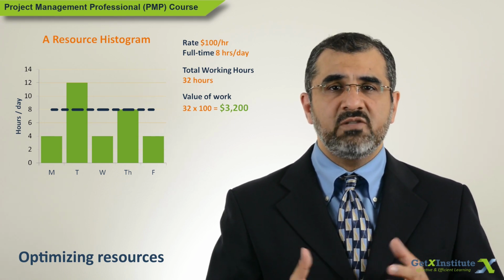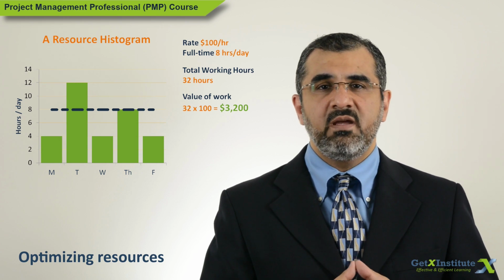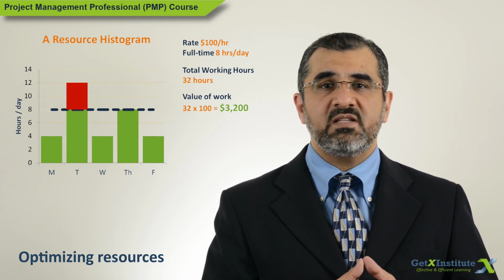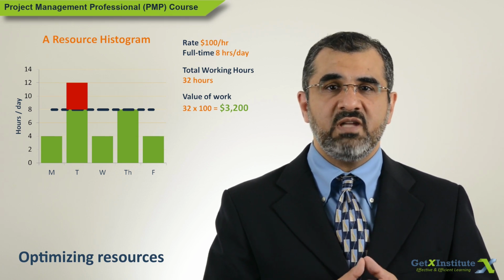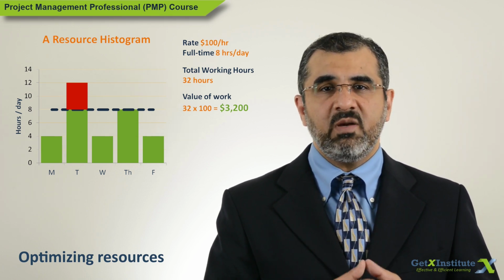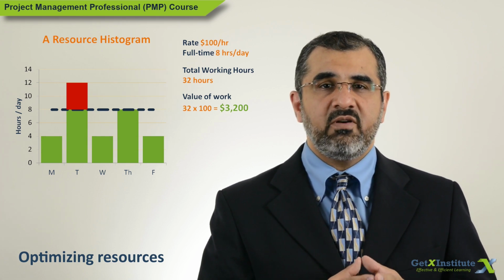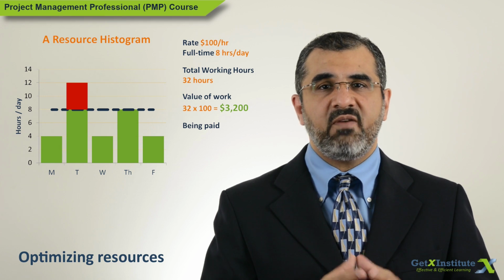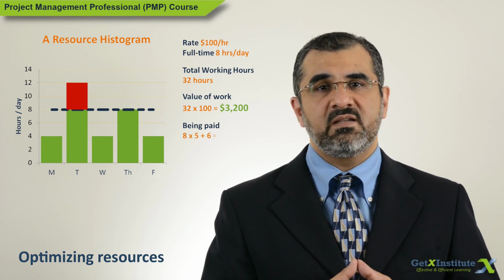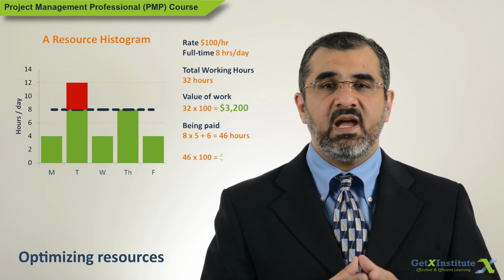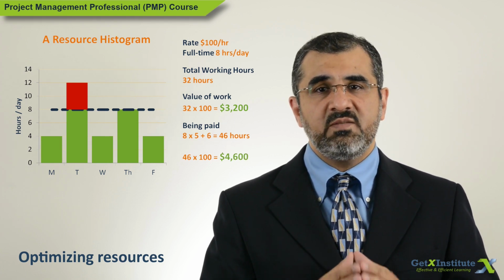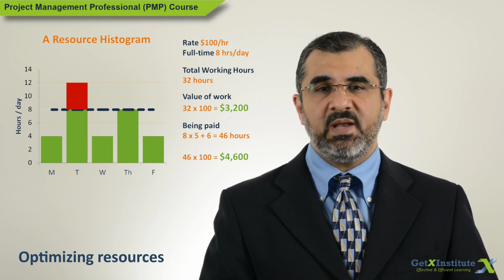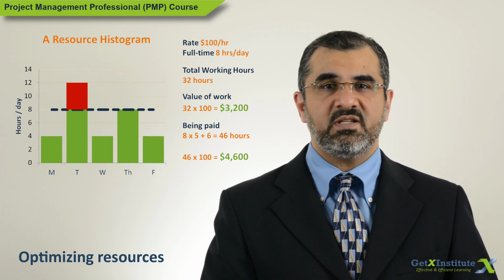What is the resource actually being paid? That will be 8 hours per day at full capacity plus 6 hours for the extra 4 hours of work on Tuesday, which will be at a rate of 1.5 times the regular rate of $100 per hour. So that is 8 times 5 gives 40 plus 6, a total of 46 hours. That is $4,600 is being paid to the resource. If this is how the project is planned, it will be an expensive project.